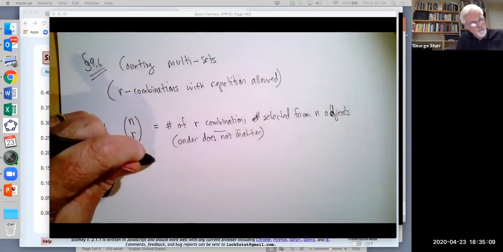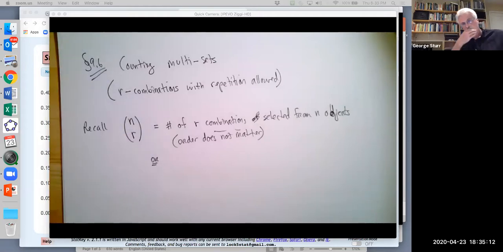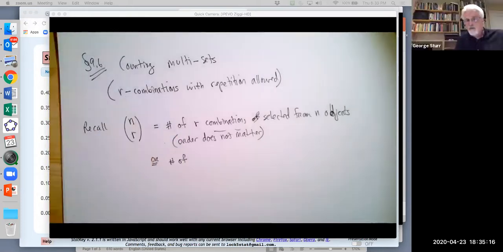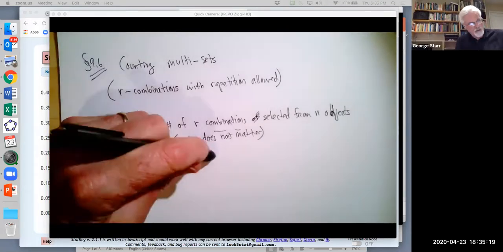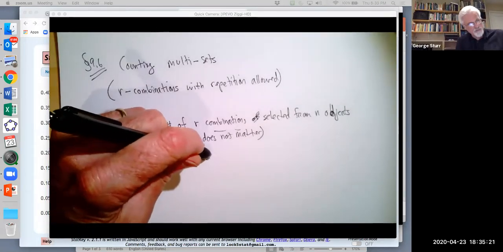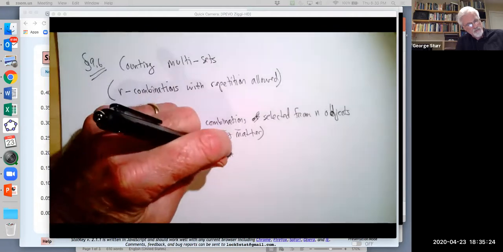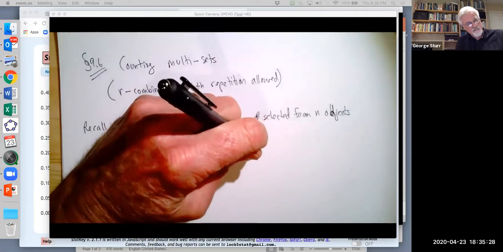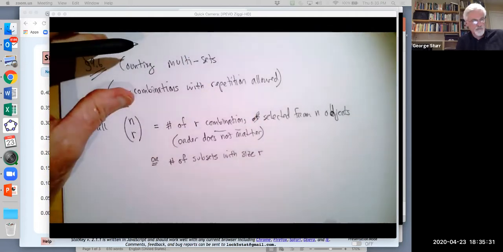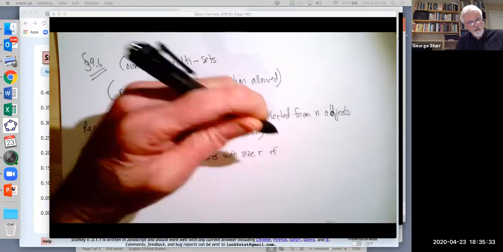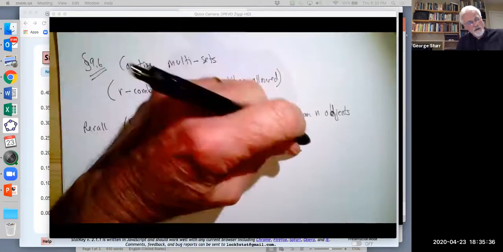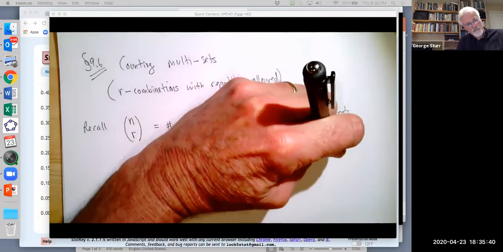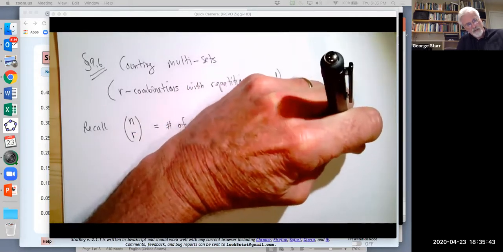Now, I'd like to write this a slightly different way. Or, the number of subsets with size R of a set with size n.